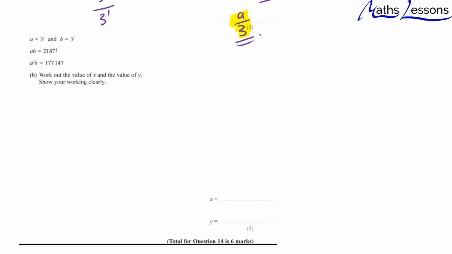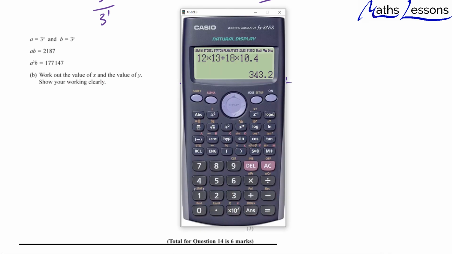Right, so basically what we need to do is think about everything in terms of powers of 3. So ab is 3 to the x times 3 to the y equals 2187. We've got to think of that as a power of 3. Now that's going to be quite tricky. I think you do need to use your calculator to do this.